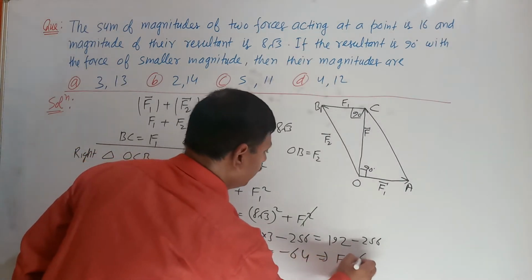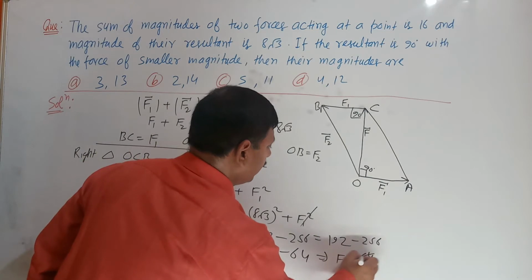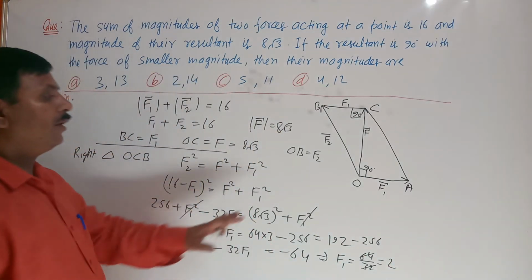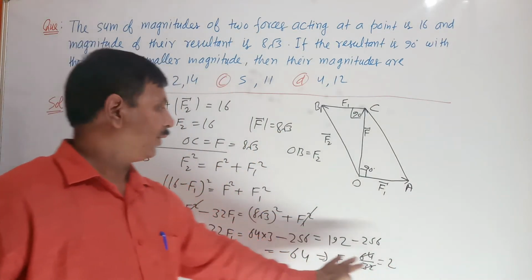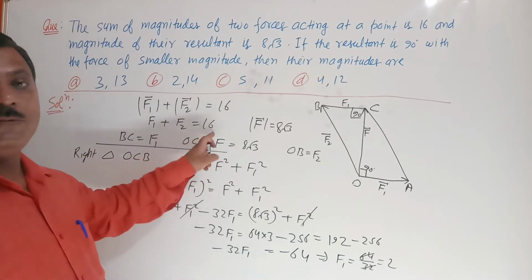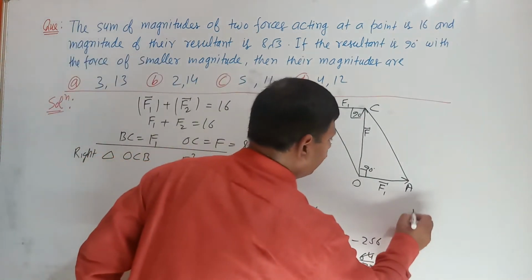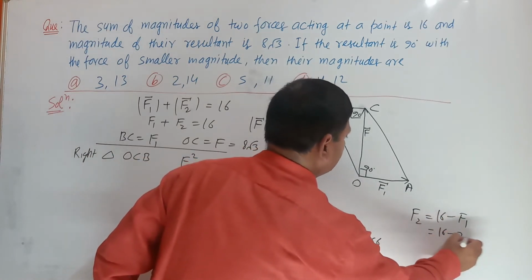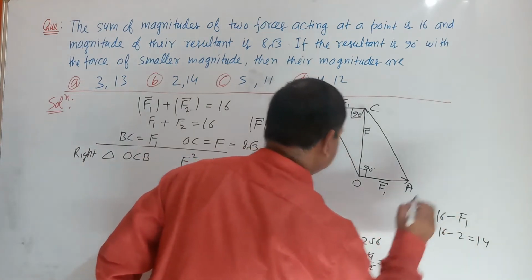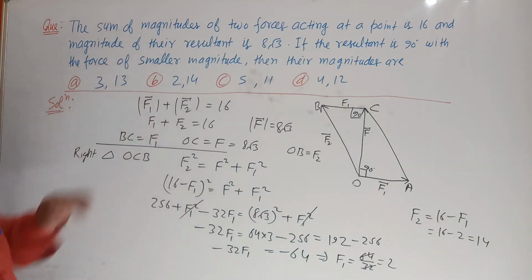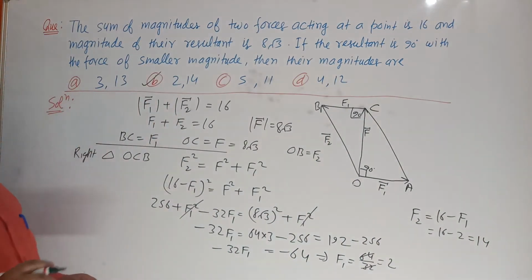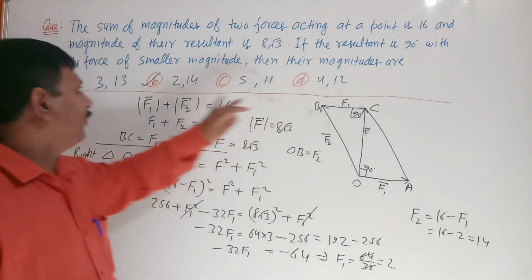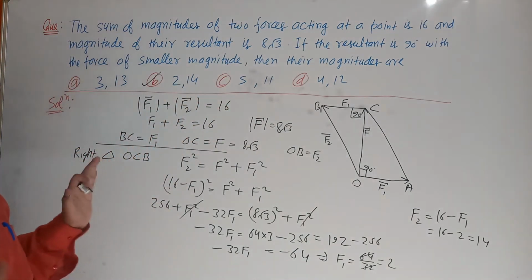F1 is equal to 64 upon 32, that is 2. The smaller force has come 2 Newton. F1 plus F2 is 16, so second force F2 is equal to what? 16 minus F1, so 16 minus 2, that is 14. So 2 and 14, option B will come. Their magnitudes are 2 and 14.